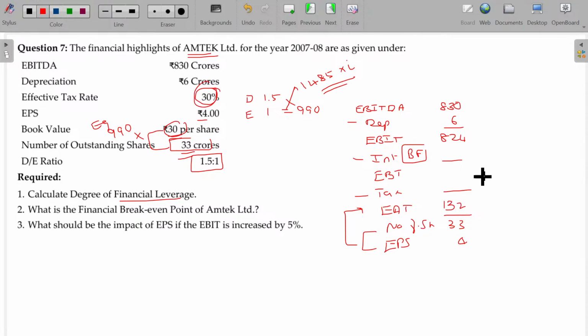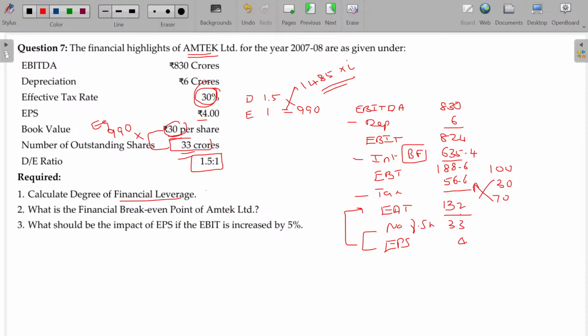Tax rate being 30%. If the EBT is 100, tax is 30, EAT being 70. 132 is equal to 70 share. Then what about the 30 share to find out the tax? 56.6 by cross multiplication. Then EBT should be the reverse calculation. 132 plus 56.6, EBT being 188.6. And the balancing figure for interest, how much is that? 635.4 will be the interest.